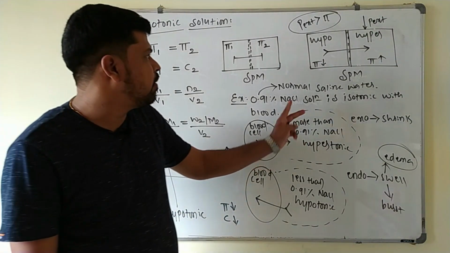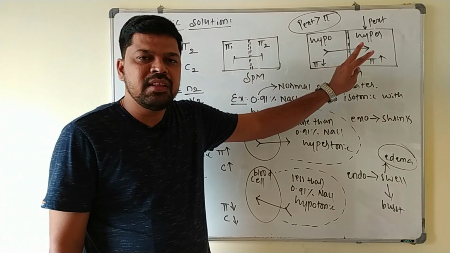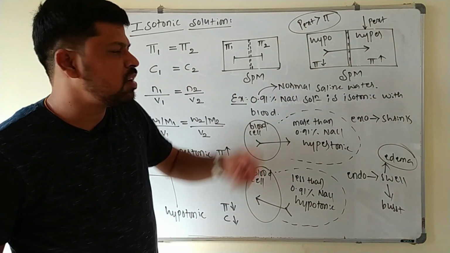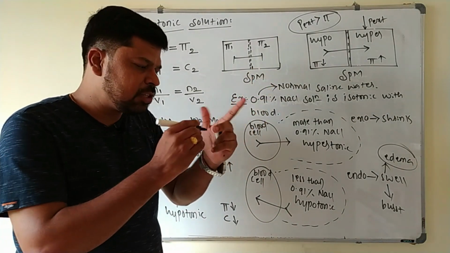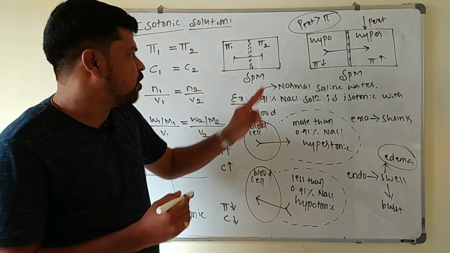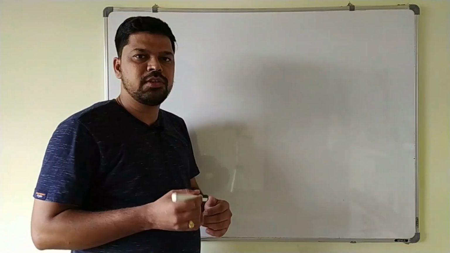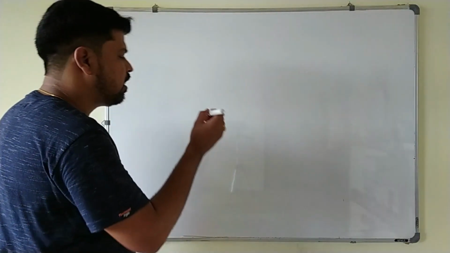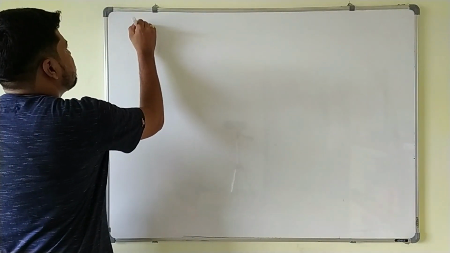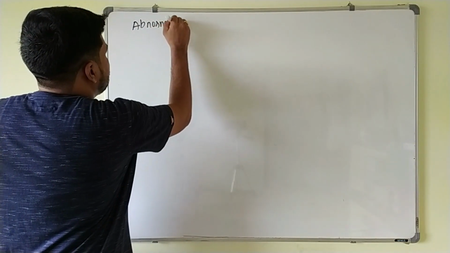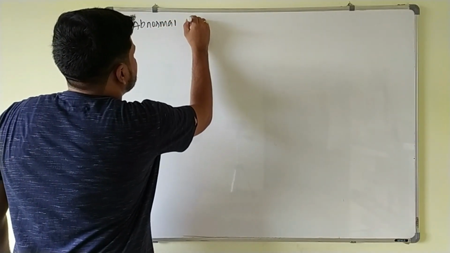Okay, here you just have to remember which is hypo and which is hyper, that is lower to higher concentration. Lower concentration means less osmotic pressure, higher concentration means high osmotic pressure. Based on that, you just move your solvent molecules across the semi-permeable membrane here. Okay, the next point. The next important concept is abnormal molar mass, which is very important for solving problems. Abnormal molar mass.